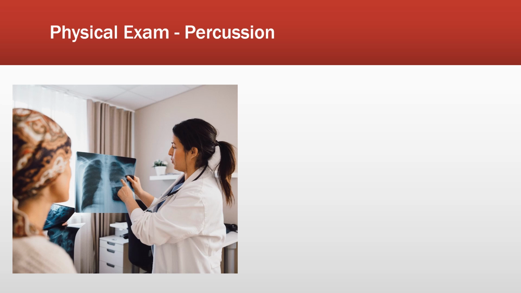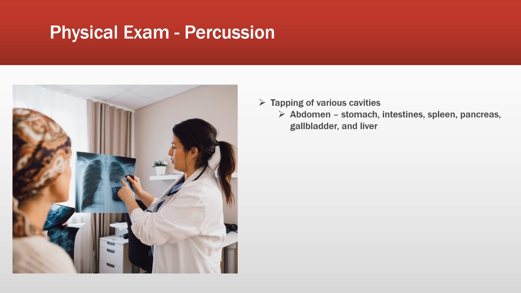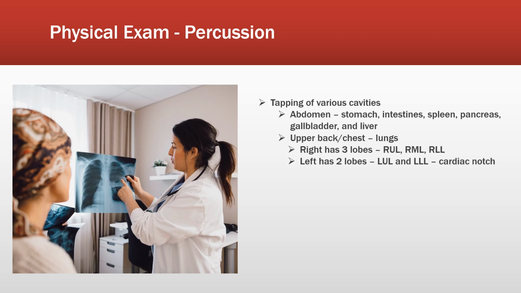During the exam, the provider will perform tapping of various body cavities. This is called percussion. The abdominal cavity will percuss the stomach, intestines, spleen, pancreas, gallbladder, and liver, while the upper back and chest cavity percuss the lungs. The lungs are divided into lobes. The right lung has 3 lobes, including the right upper lobe, abbreviated RUL, the middle lobe, RML, and the lower lobe, RLL. The left lung only has an upper lobe, LUL, and a lower lobe, LLL, due to the placement of the heart in the cardiac notch.